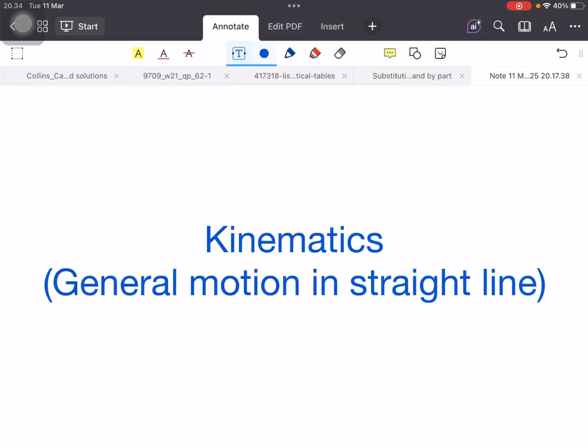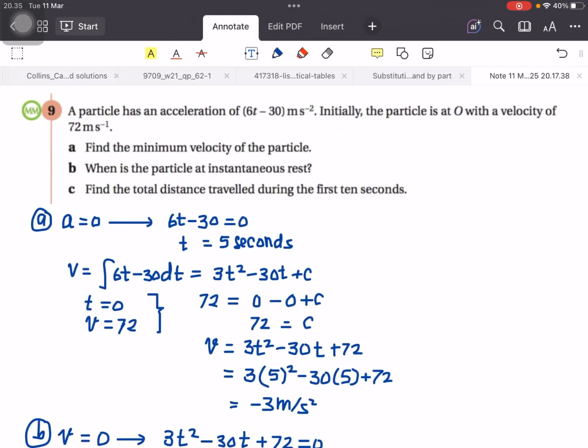Hello students, in this video we are going to discuss some questions related with general motion in straight line. So this is the first question. A particle has an acceleration of 60 minus 30t meter per second square. Initially the particle is at O with a velocity of 72 meter per second. A. Find the minimum velocity of the particle.